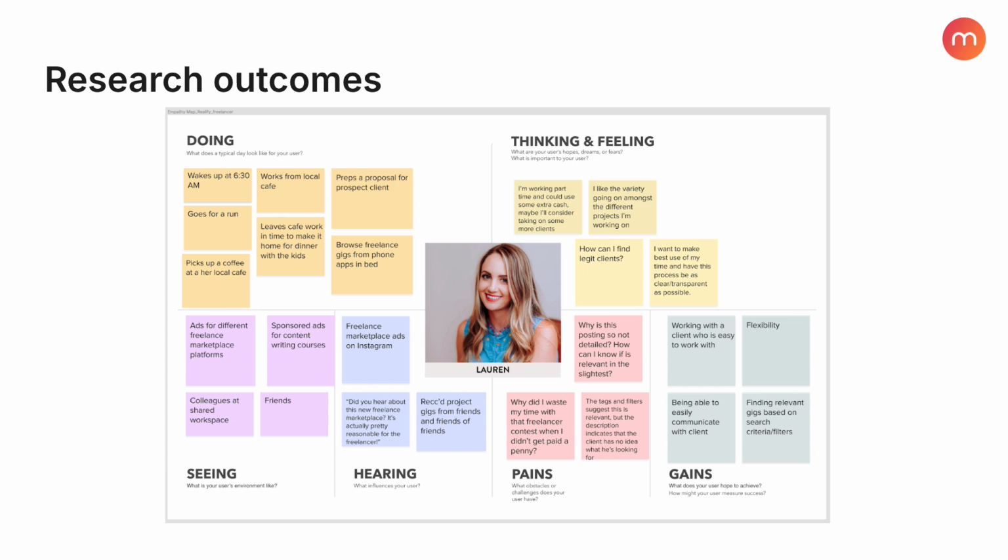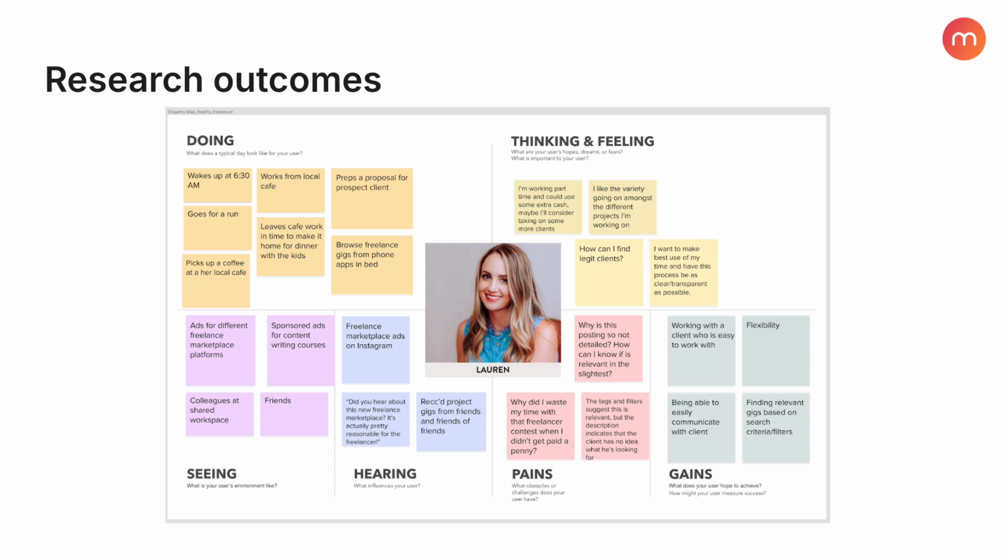At the top left, we start with what Lauren is doing. She wakes early, works from local cafes, meets deadlines, and browses freelance gigs in the evenings. These details show how our product can fit naturally into her day. Next, in thinking and feeling, we capture what's on her mind. She enjoys variety in her work, but worries about finding legitimate clients. She wants to use her time efficiently and values transparency in the hiring process.